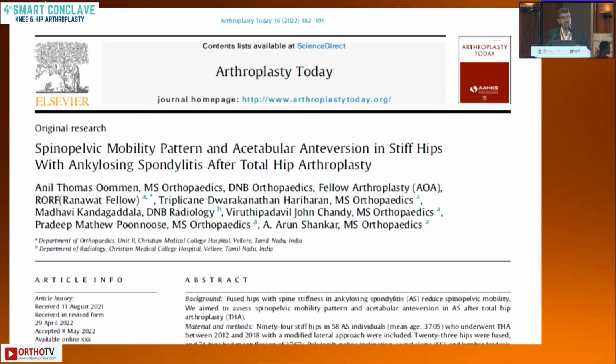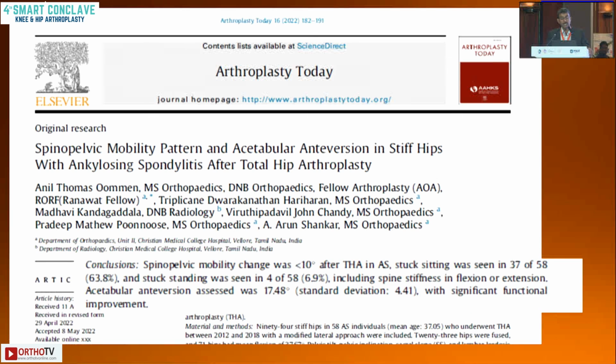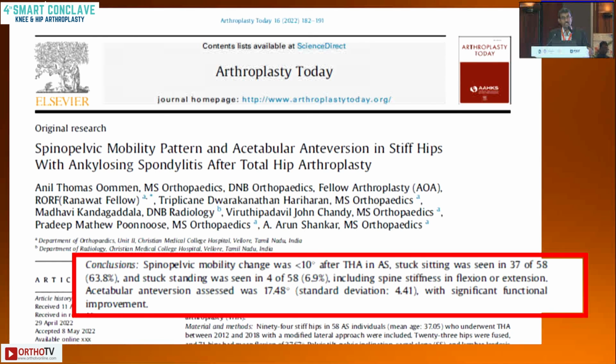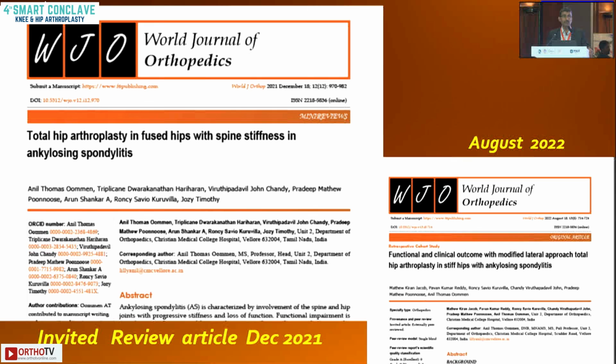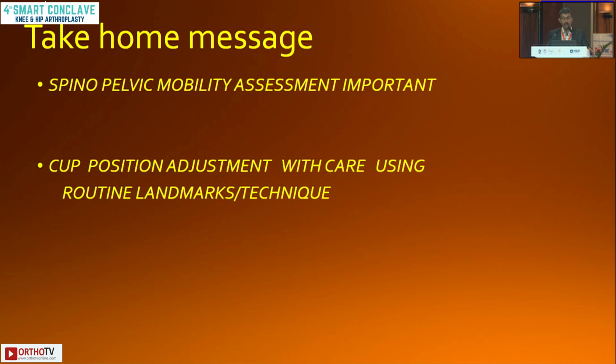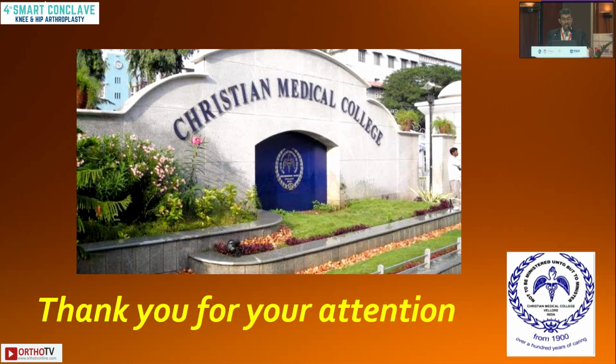We put this out in our paper on spinopelvic mobility, especially in ankylosing spondylitis, and we have studied this, finding that the majority are in the stuck sitting position. So it is very, very important to pay attention to the acetabular anteversion, especially when we're doing a total hip in these situations. Spinopelvic mobility assessment is important, especially in these fused spines. Cup position adjustment has to be done with care using routine landmarks and technique if technology is not available. Thank you for your attention.